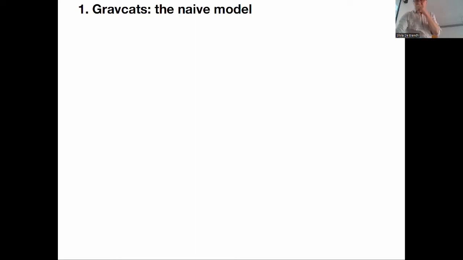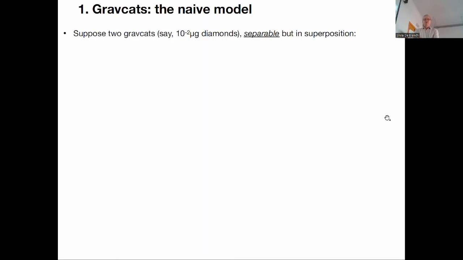All right, so this is what I'm going to call the naive model, as I said. Suppose we have a pair of these GravCats, and one proposal was that you would use, where I said there, 1/100 of a microgram diamonds. I think the way the technology goes, you want something that's a little lighter than a Planck mass. That's what I'm thinking about.